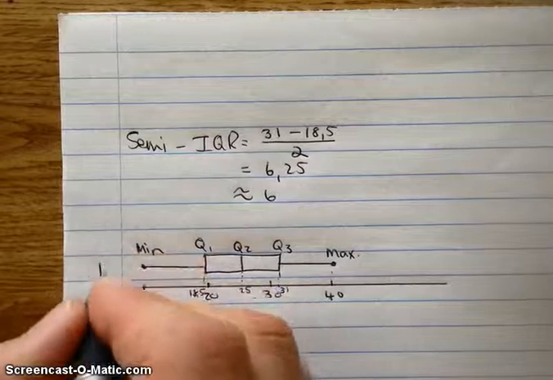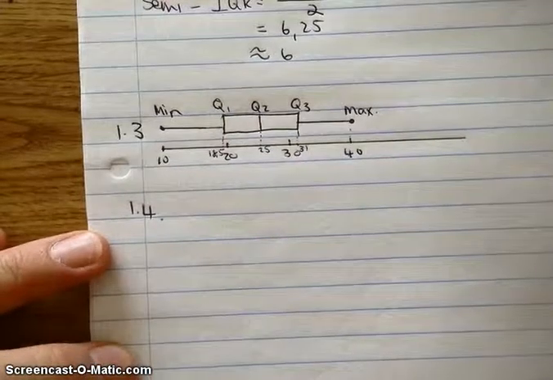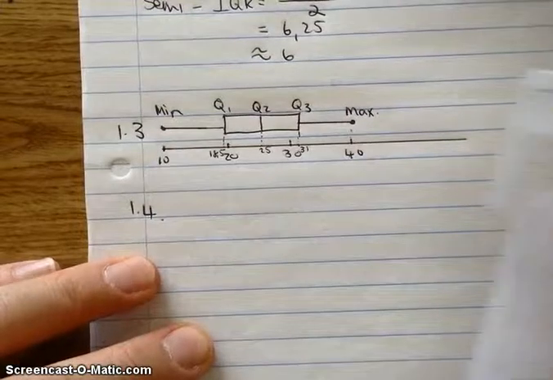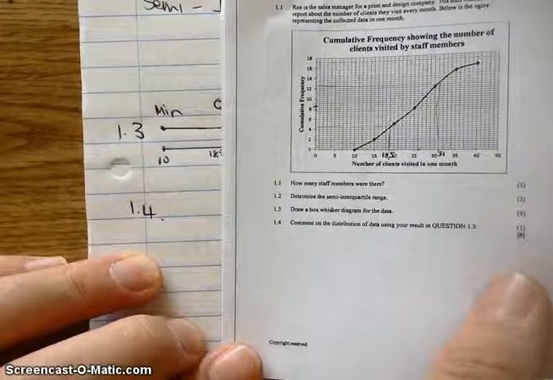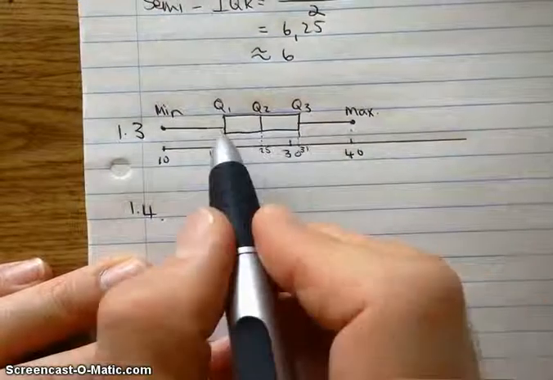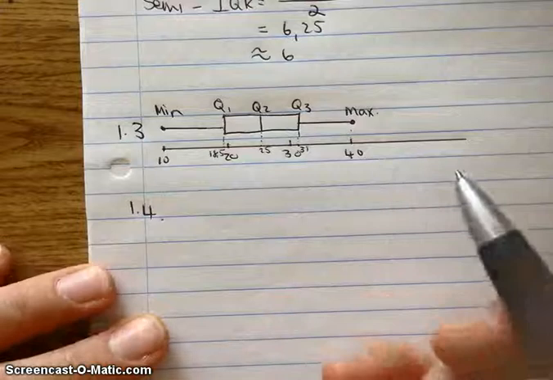And then 1.4, the question is about whether the distribution, or you need to comment on the distribution of data using your results in question 1.3. Now you can clearly see that it is a symmetrical distribution, so it's evenly distributed or symmetrical.